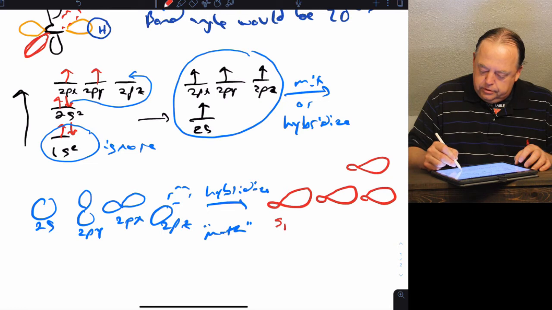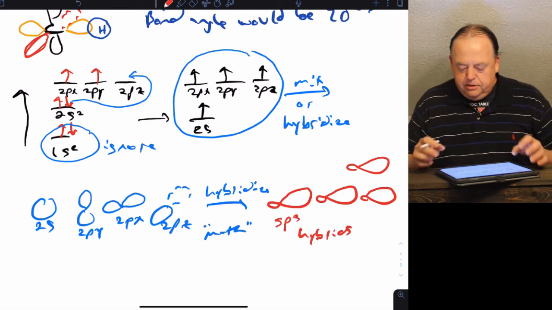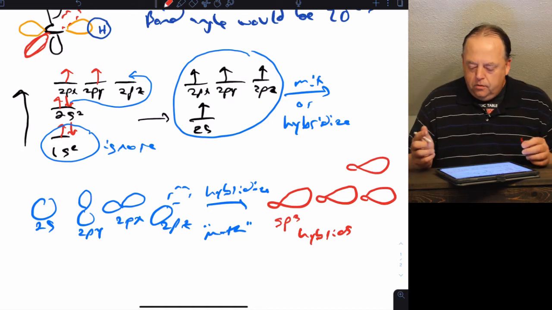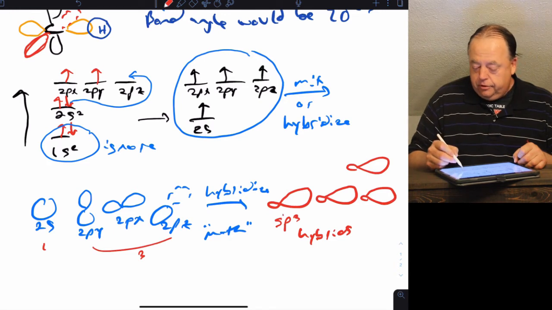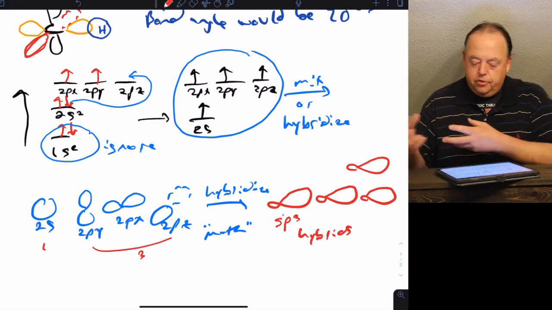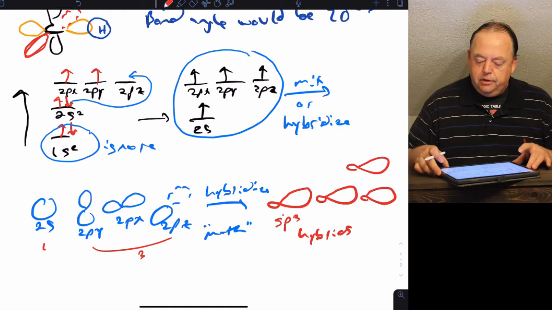And we call those sp3 hybrids. So basically they have a small lobe and a big lobe. Why are they called sp3 hybrids? Because we took one of these and three of these. So we took an s and we took three p's and we mixed them together and got four new orbitals, called sp3 hybrids.